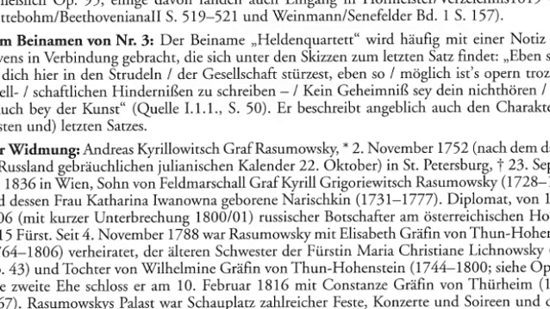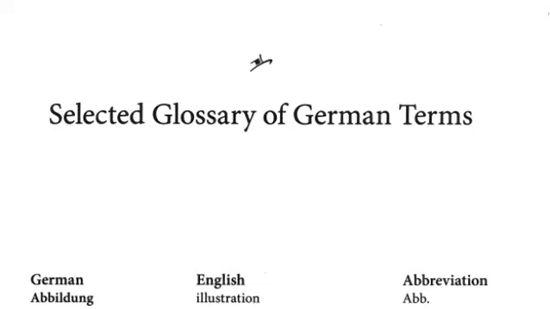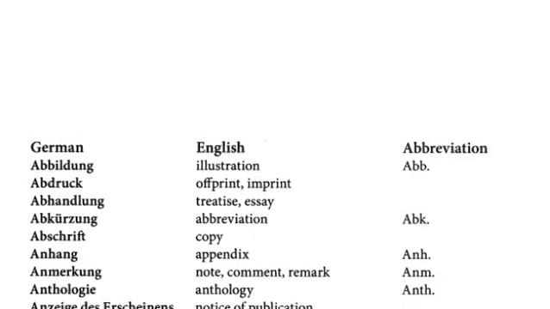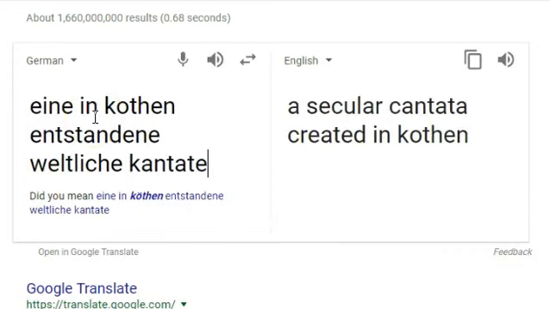Jane Gottlieb's book, Music Library and Research Skills, contains a select German-English glossary of terms likely to be found in these catalogs. Google Translate can also be an invaluable tool. We will use it throughout our exploration of Schmieder's catalog of Bach's works.